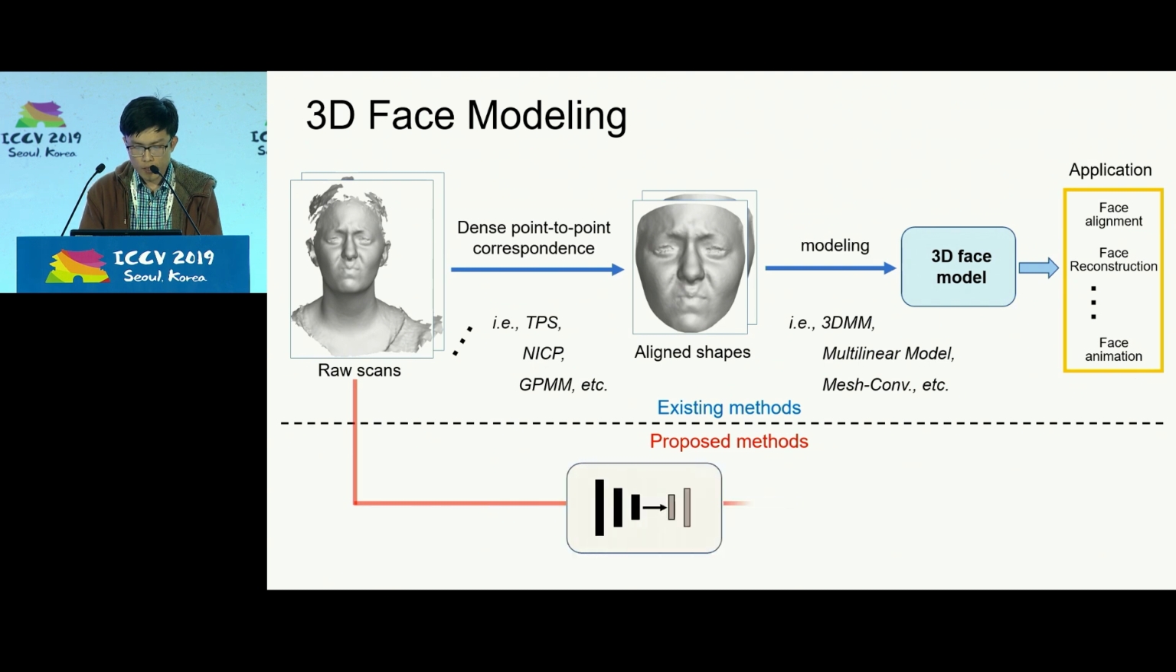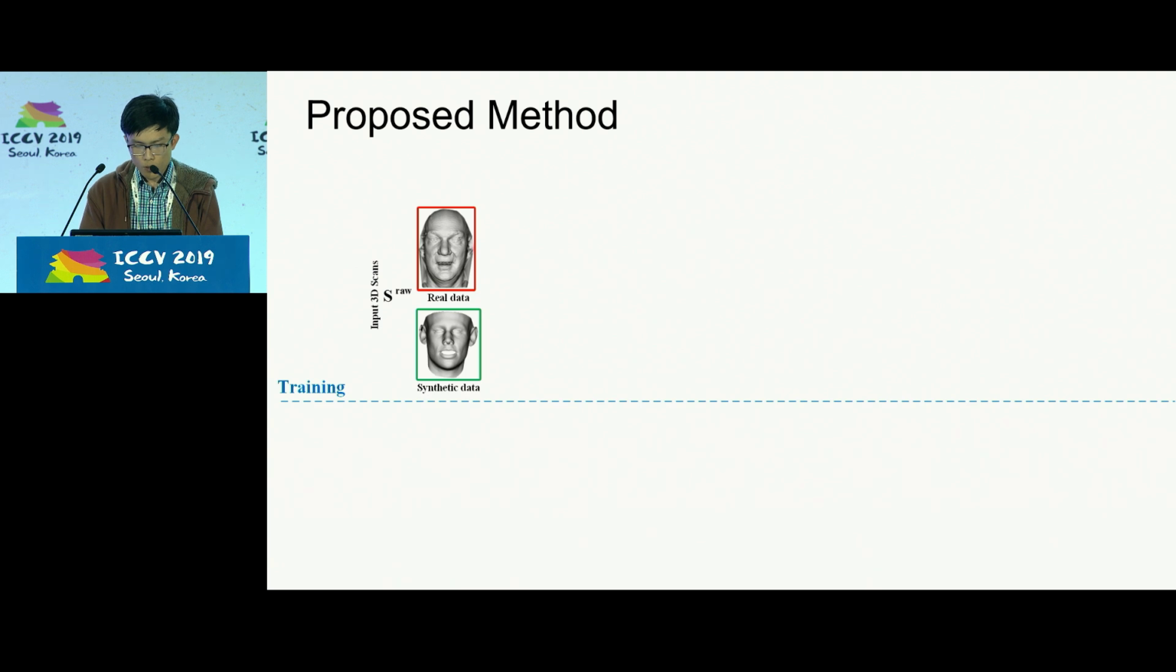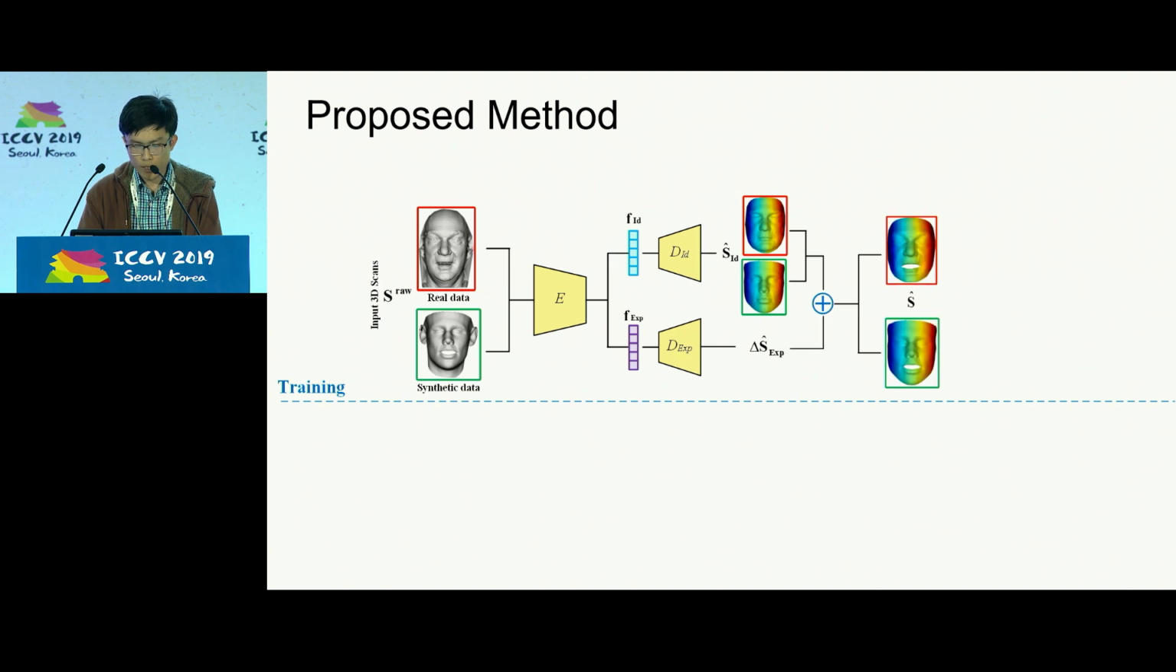Different from existing methods, this paper for the first time jointly tackles dense correspondence and 3D face modeling. We use a single framework to learn the face model directly from raw scan data and predict corresponding shapes simultaneously. We propose an encoder-decoder Bayesian learning framework. Specifically, given a set of unordered 3D point clouds, we first learn an encoder that estimates the identity and expression representation. After that, a decoder is used to decode the shape parameters to a 3D shape and expression.